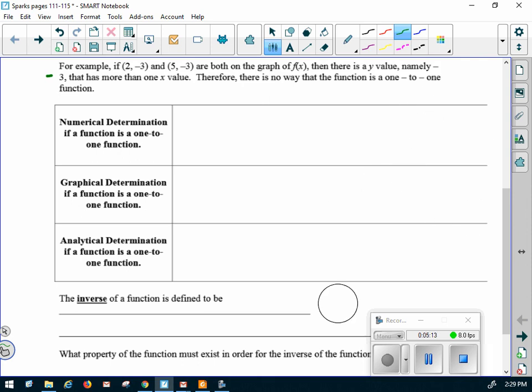So let's talk about numerical, graphical, and analytical. This is where you're going to just look in the filled-in notes, please. There's a term you probably have not heard that's in that first box, and it's discrete. Have you ever heard discrete involved with math?